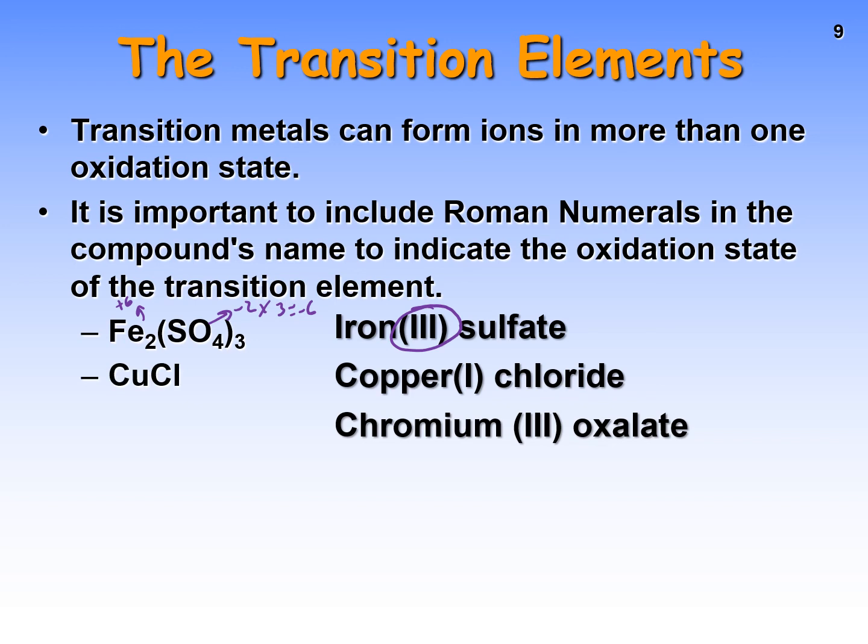CuCl, we know Cl is -1. Copper must be +1 to balance the charges, so this is copper(I) chloride. And finally, there's chromium oxalate, specifically with chromium having, again, a 3+ charge. So this should be all review. You definitely learned how to do this in Chem 1A.